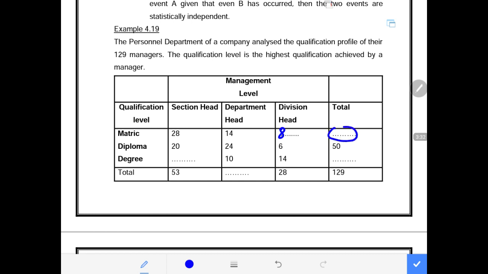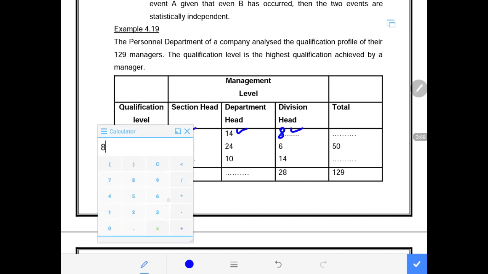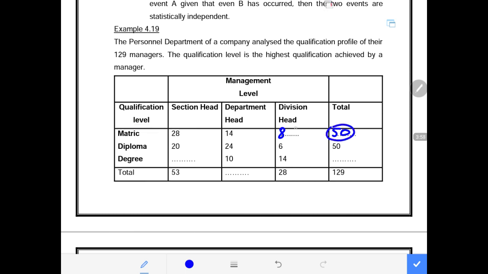Then when we are looking for the total, it is very easy: 14 plus 28 plus 8. Then this gives us a total number of 50. That means there are 50 managers in this company who only have metric, of which 8 are division heads, 14 are departmental heads, and 28 are section heads. With only a metric qualification, you can manage.